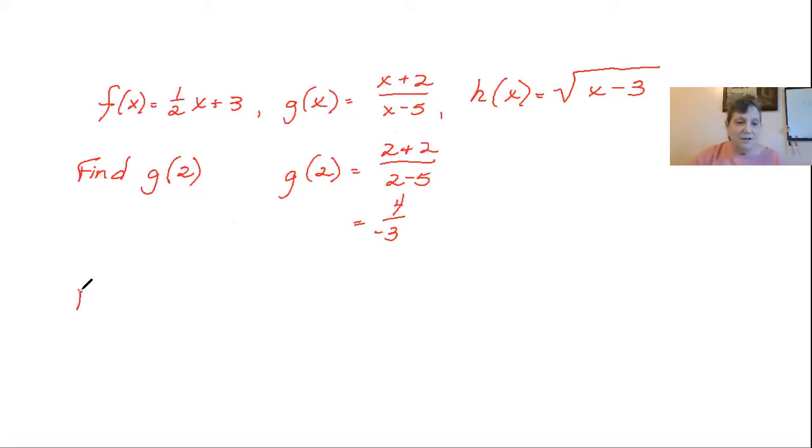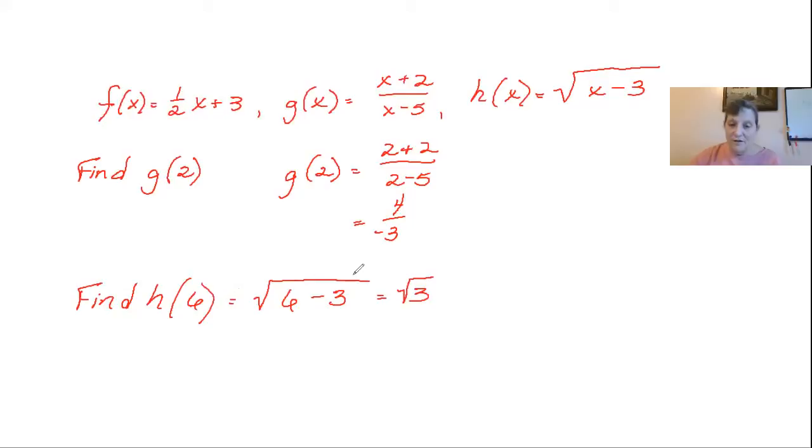And then I could say find h of 6. That tells me to go to this function. So h of 6 would be the square root of 6 minus 3. So it'd be the square root of 3. So this particular function I know would have the point (6, square root of 3).